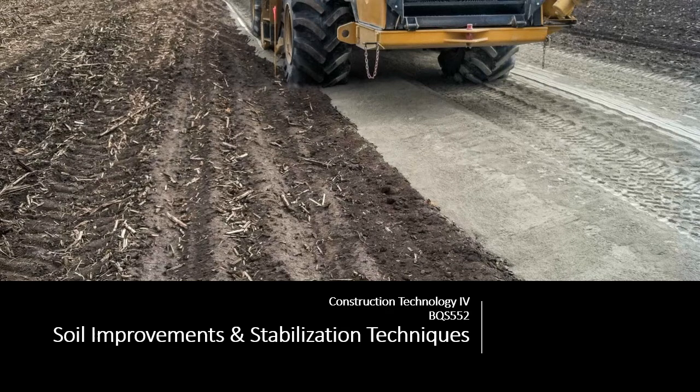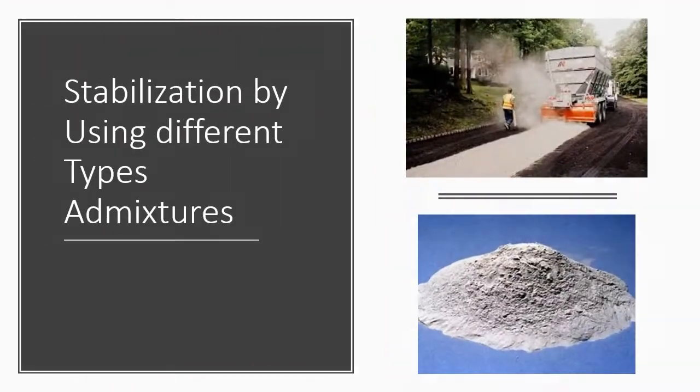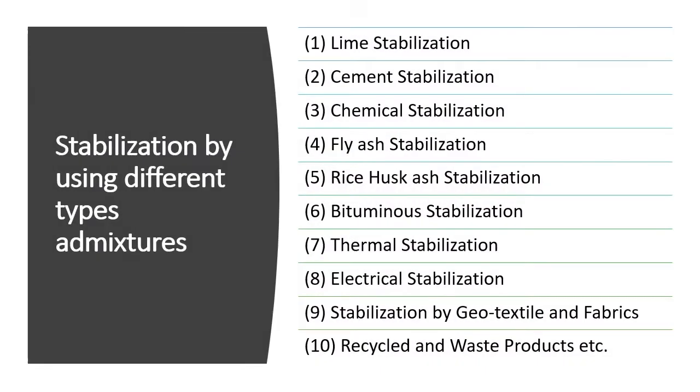In this class, we will learn Chapter 2 Soil Improvement and Stabilization Techniques. Let's recap last week's lesson. There are two techniques of soil stabilization, which are mechanical stabilization and stabilization by using different types of admixtures. This week, we're going to learn stabilization by using different types of admixtures. There are 10 of it.